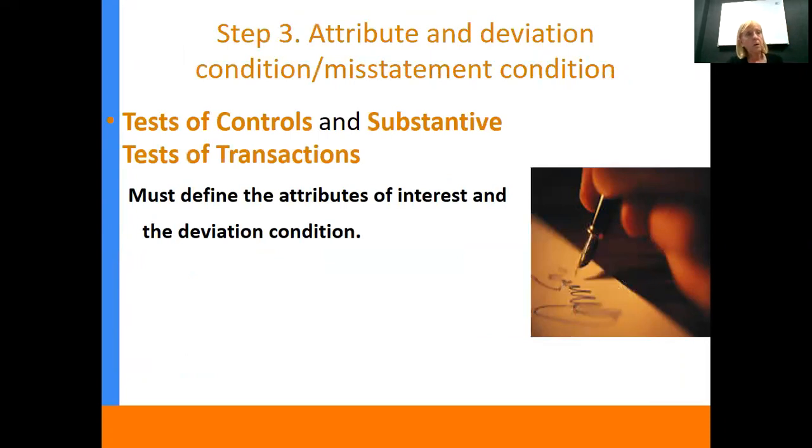Now, what do I mean by an attribute of interest? The attribute of interest is the thing that I'm looking for. If my control was a signature on a timesheet, the attribute of interest is the supervisor's signature. That's what I'm looking for. Deviation condition is there is no signature. Or there's a signature, but it doesn't belong to the supervisor.